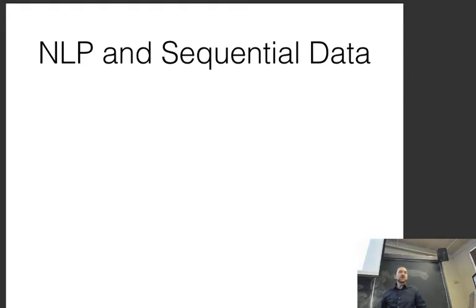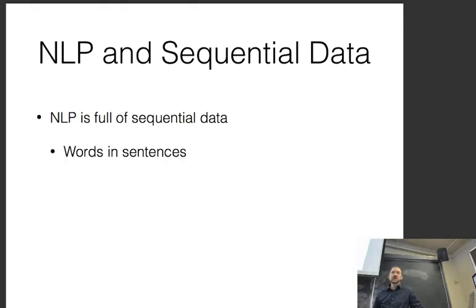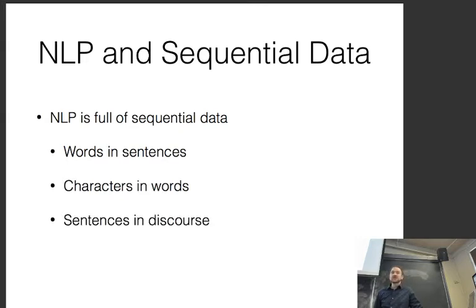The first thing is that in NLP, there's lots of sequential data, obviously. The obvious one that you can think about is stuff like words and sentences. This is what most of the examples were in the book, but we also have things like characters and words, and we have things like sentences and discourse. So there's all kinds of sequential data that you can come up with, and this is actually important. We have characters and words, words and sentences, sentences in a discourse, and then we might have documents over a time period, like news or something like that. So we actually have lots of different levels at which we could be considering sequential data.